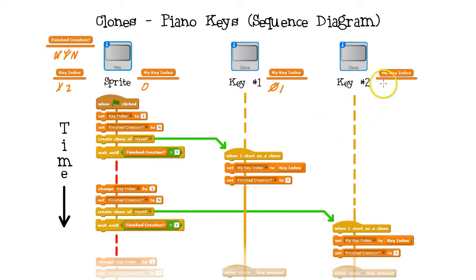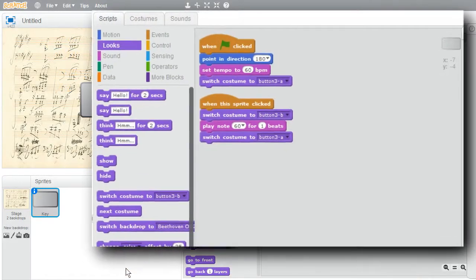My key index, again, has an initial value of 0, only a copy of what the sprite has. Notice the sprite is not setting my key index. Only the clones are setting their own variable. This clone sets my key index to key index, which is the value 2. 0 becomes 2. Sets finish creation to the letter Y. It's finished creating and now waiting for the key to be clicked on. The sprite wakes up from its wait and continues creating the next key. This will go on for as many keys as I want created. I'll go back to Scratch now and make these changes.